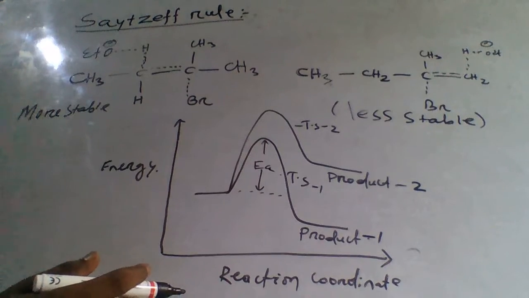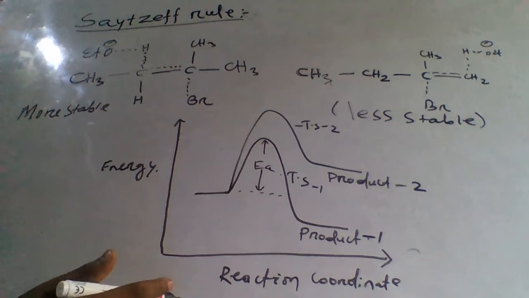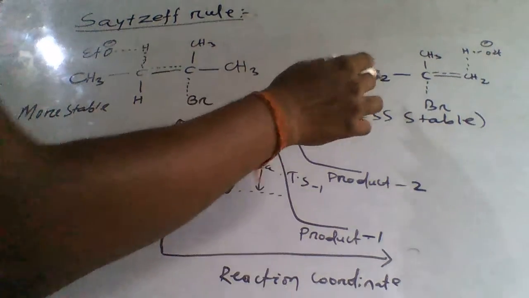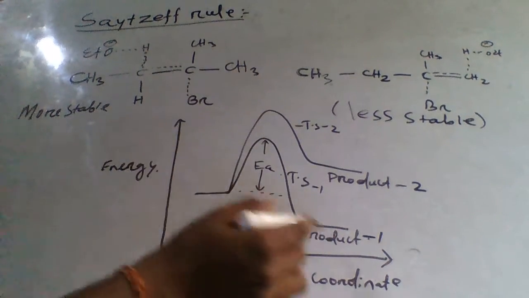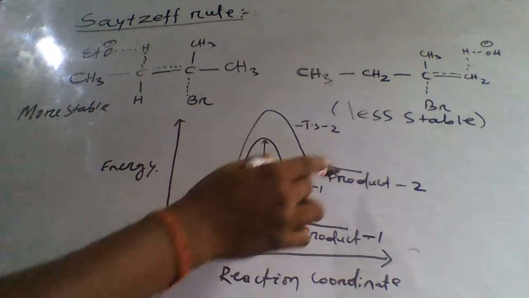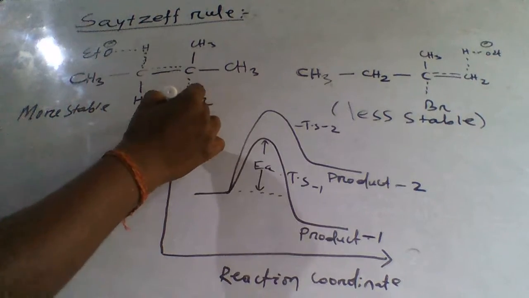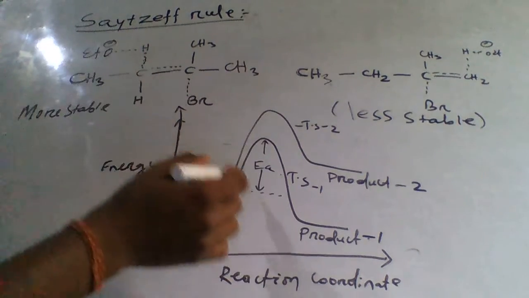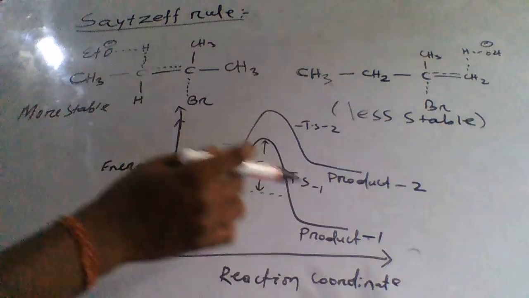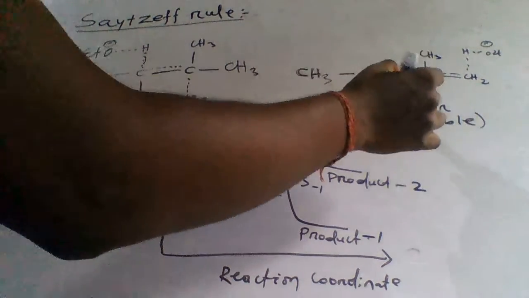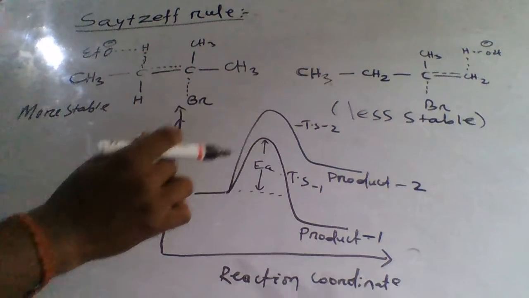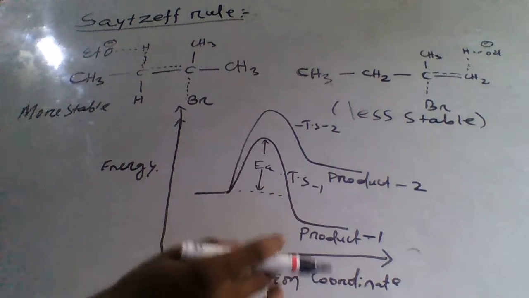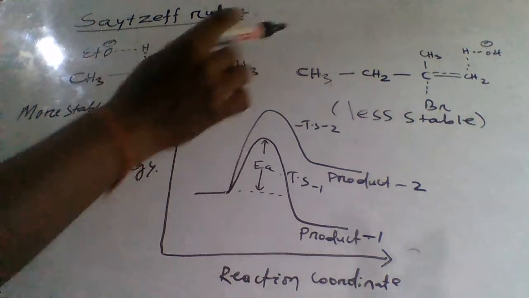This transition state can be easily understood by this energy profile diagram. It shows that this is the transition state for product 1, and this is the transition state for product 2, and that product 1 is more stable as compared to product 2. For transition state 1, lower energy is required and the product formed is more stable. For transition state 2, more energy is required, and the product formed is also more unstable. That's why it is forming the more substituted product.